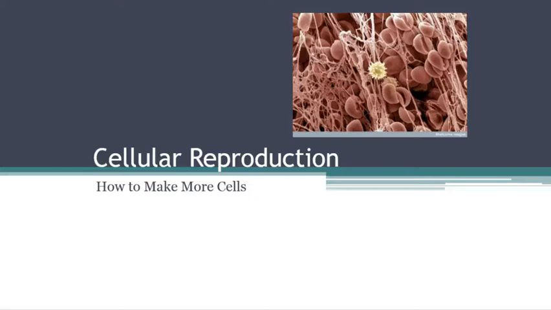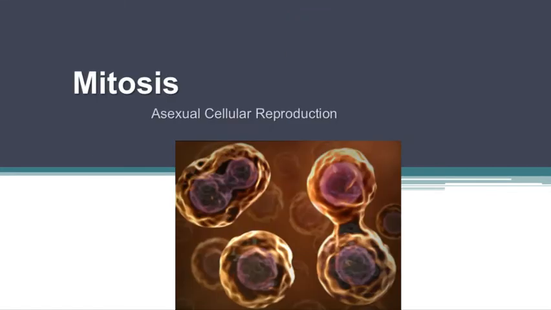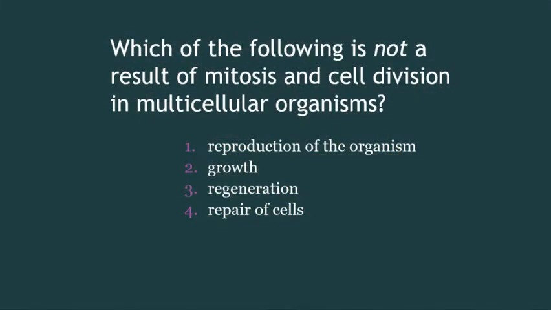So, today I want to talk about cellular reproduction. And when we talk about cellular reproduction, we're talking about how to make more cells. In other words, mitosis, which is asexual cellular reproduction. And the first question, of course, we have to ask is, what's the point? What is the point of mitosis, which is this cellular reproduction? Is it the reproduction of the organism, growth, regeneration, repair of cells?